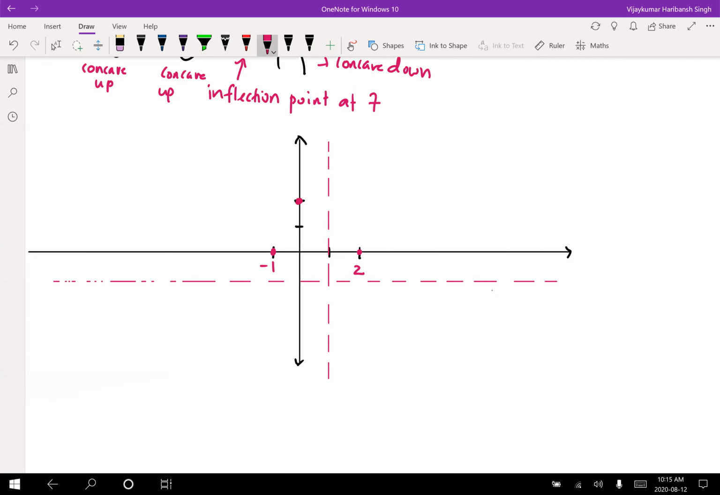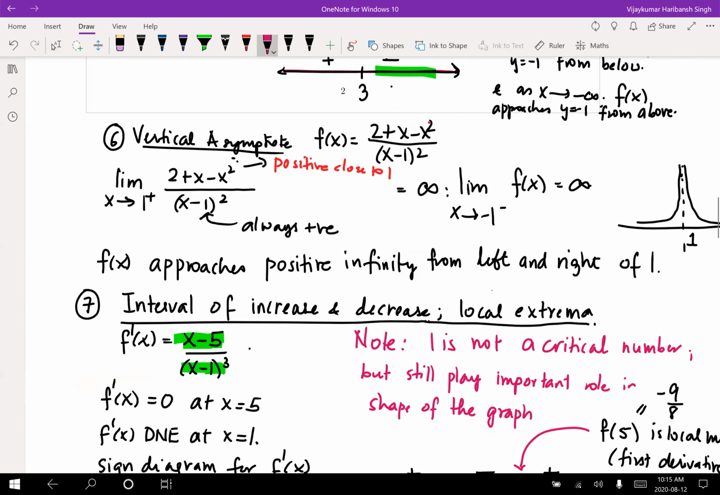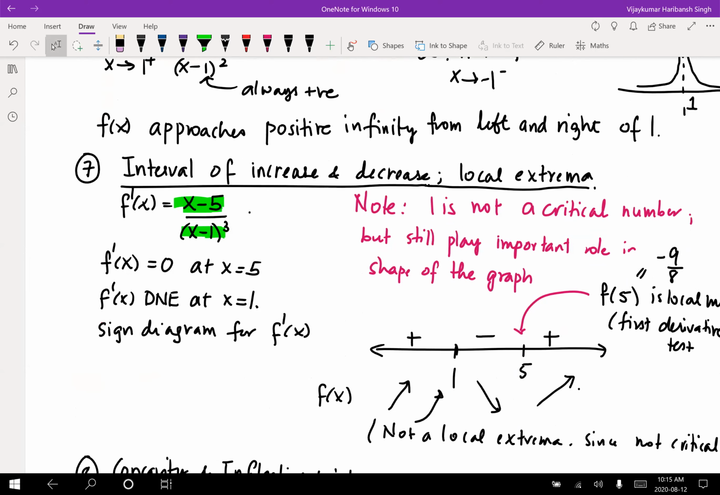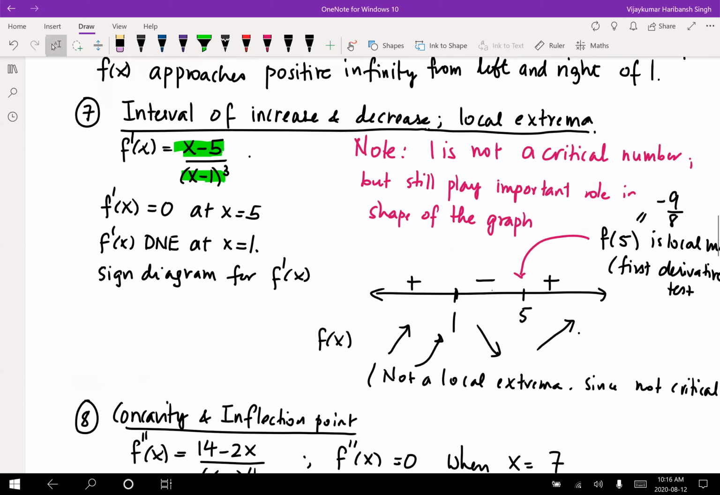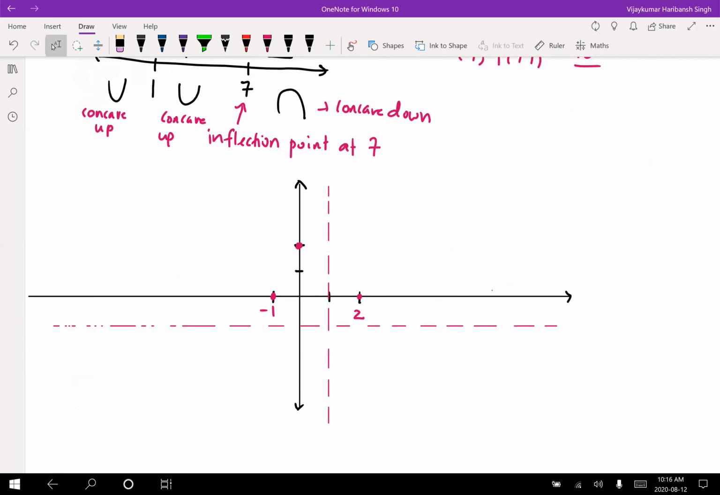So now we'll draw the whole graph. Instead of drawing how it approaches the asymptote, we should fill in the other information. What is the other information? The other information is local extrema. So what is the local extrema? At 5, we have -9/8. So -9/8 is going to be here, and this value is -9/8.